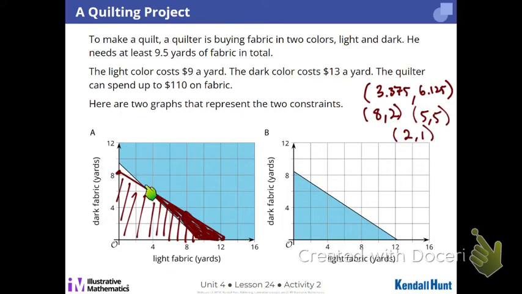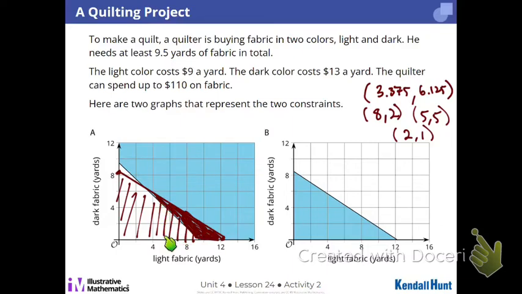I know Ivy did. You did the system of the lines, and since it's greater than or equal to for both, that works. Okay, let's test 8, 2. It's right here on the line, just over the line. That works. Let's test 5, 5. Right on that line. That works.